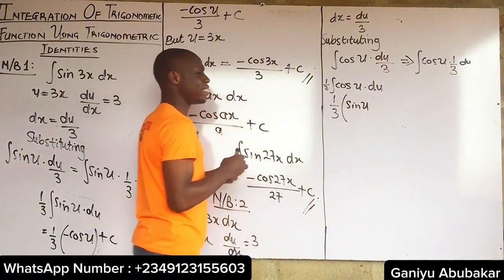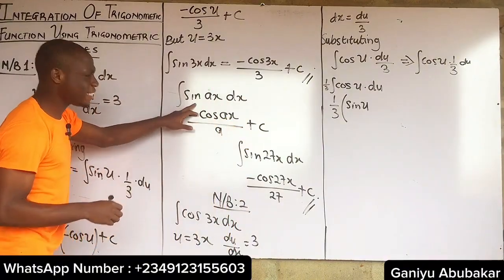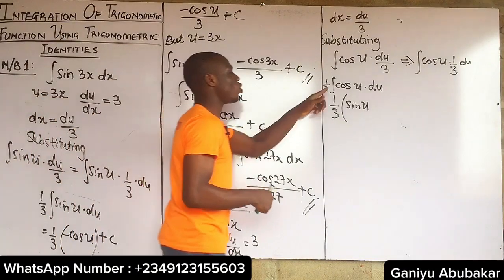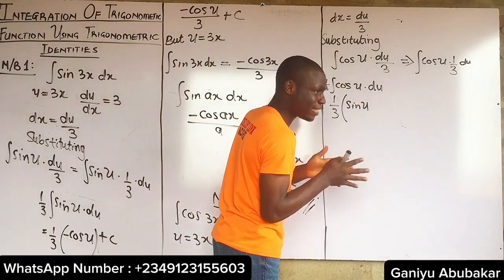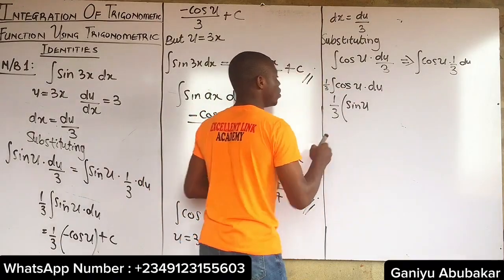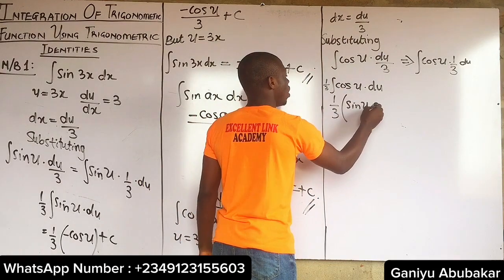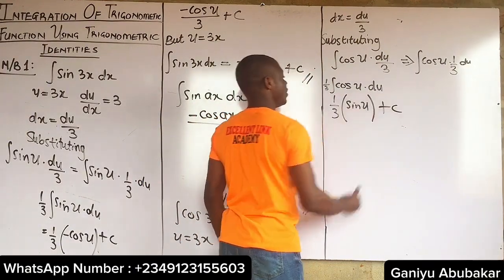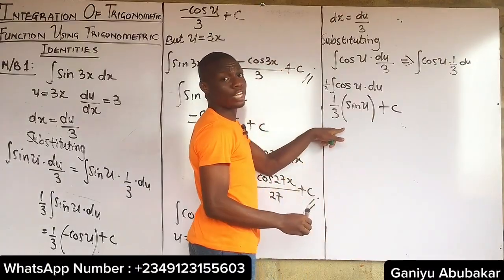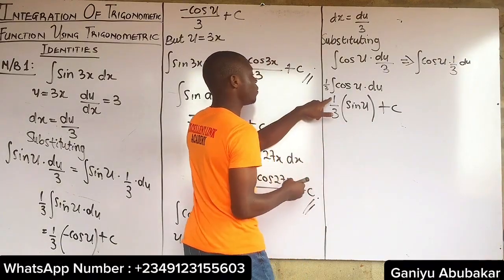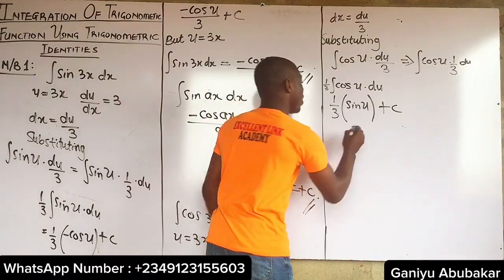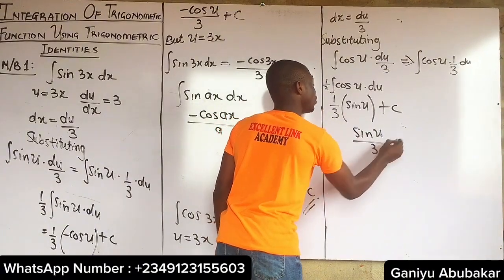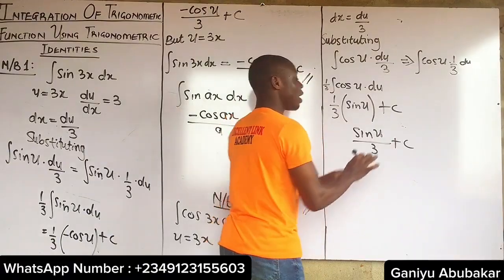Please note all these things. If I integrate sine x, I'll have minus cos x. If I integrate cos x, I'll have sine x. Understand this concept? So with respect to u, I'll have this one here plus c. At this point, your next task is quite simple. I'll multiply 1 times sine u. I'll have sine u all over 3, plus c. But I'm not done yet.